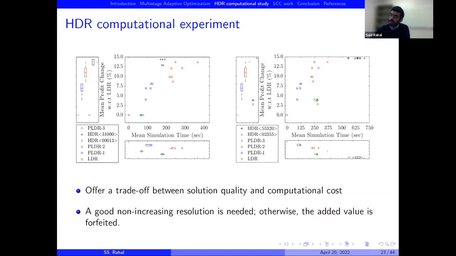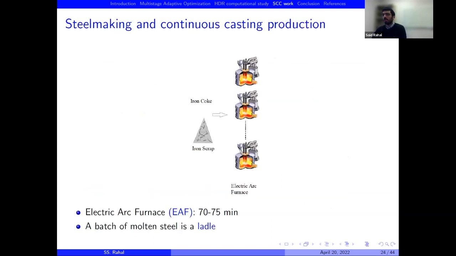Because, for example, as we see in the right figure, a poorly designed hybrid decision rule may forfeit or may waste the added value of this tool. So now I will talk quickly, in 10-15 minutes, about the steelmaking and continuous casting production problem.